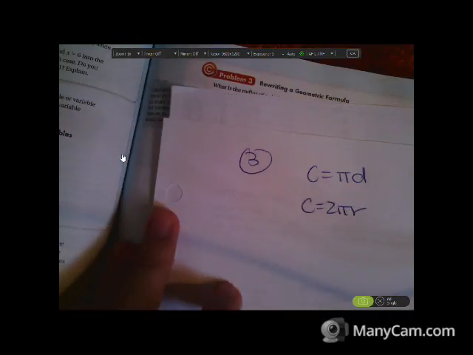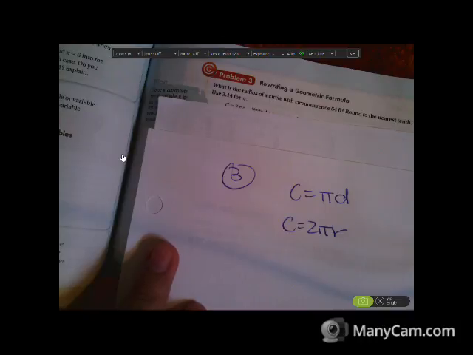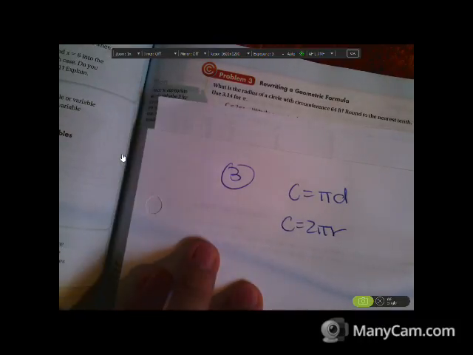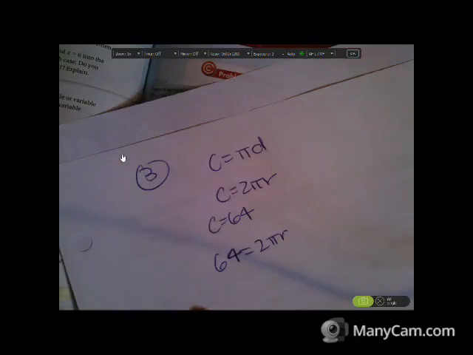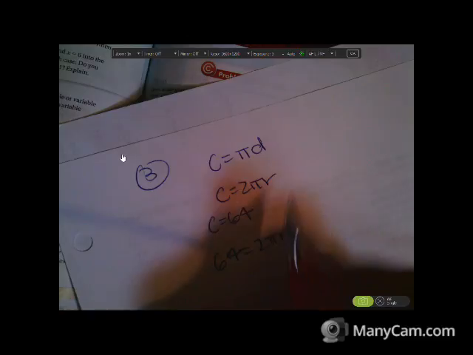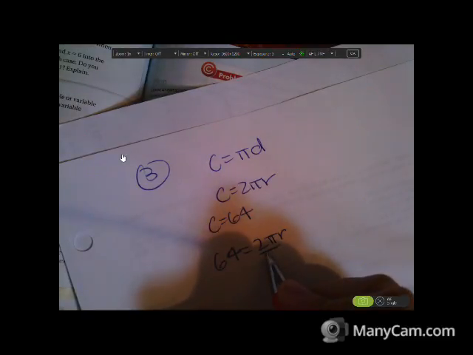So let's see what information we're given. We want to find out what the radius is when the circumference equals 64. Since C equals 64, we're going to plug that in. So 64 equals 2 pi r. And pi is a number, so this is a constant right here.